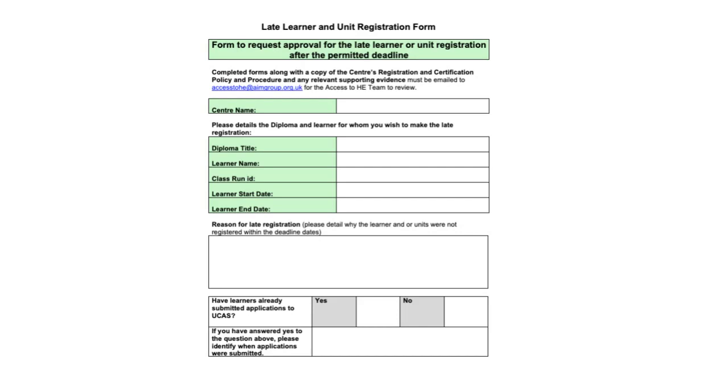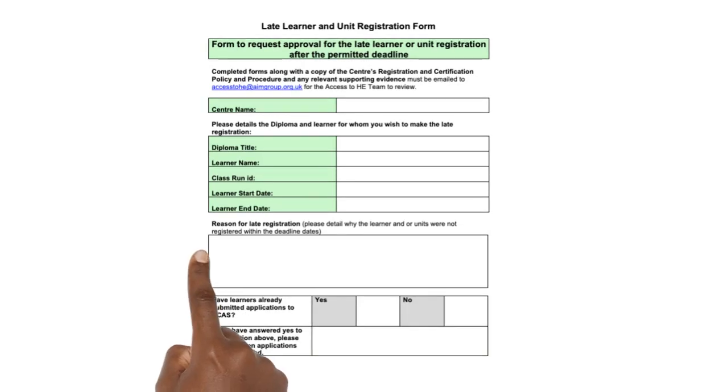The form itself is straightforward to complete and begins with details such as identifying the provider, followed by the diploma title, the learner name, the class run ID, and the learner's start and end dates.